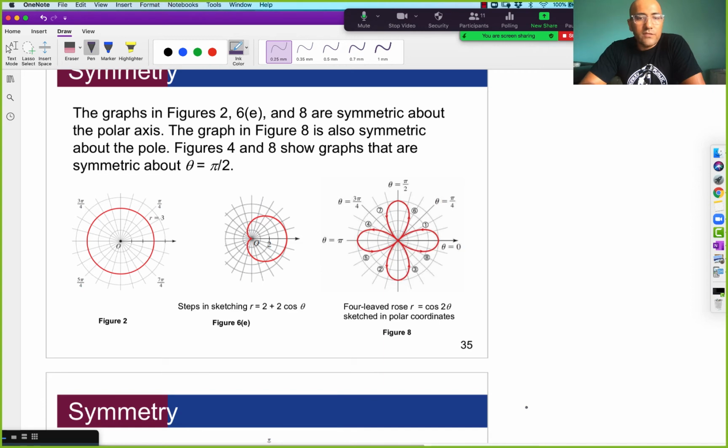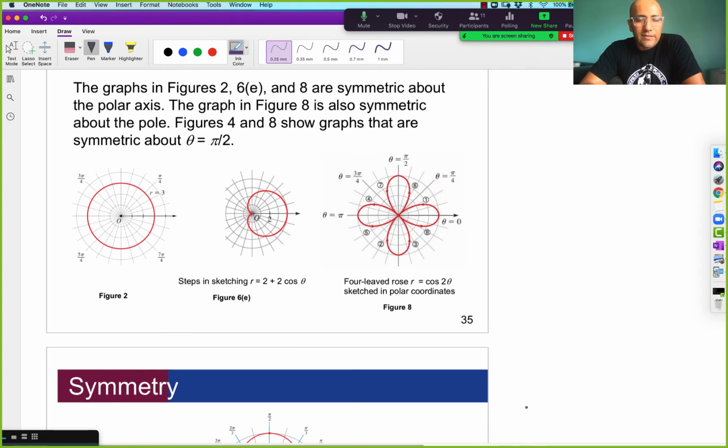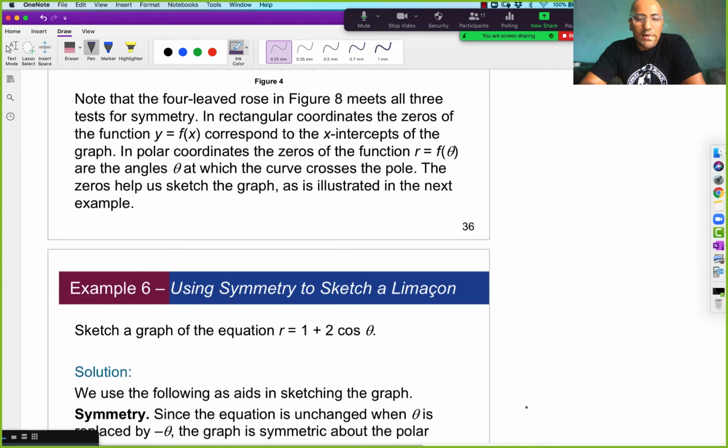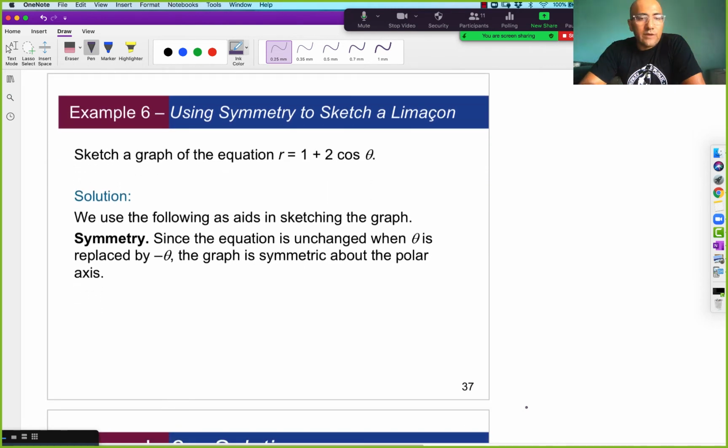Okay, so it just takes playing around with these a little bit and kind of visualizing. But like I said, the symmetry thing is really more about just answering the questions that ask about symmetry. Things like this. Sketch a graph of the equation. So they might ask you to find the symmetry first. We use the following as an aid in sketching the graph. Symmetry, since the equation is unchanged when theta is replaced by negative theta, the graph is symmetric about the pole.